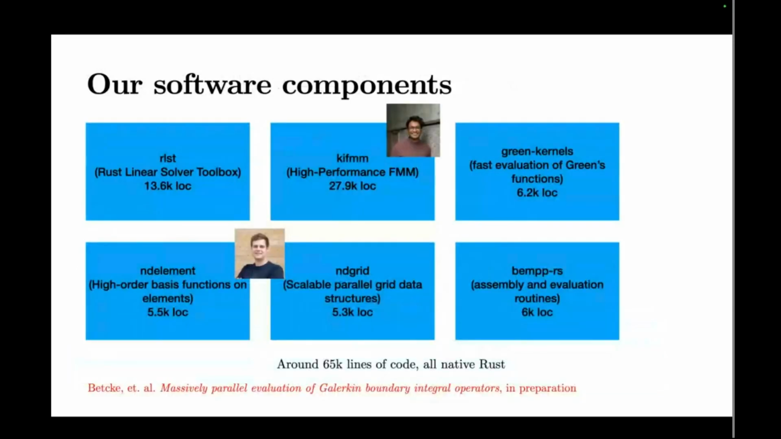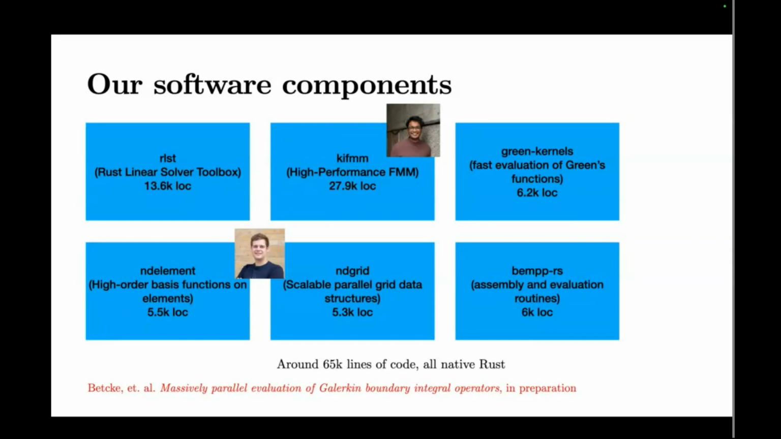Okay, so our software components that we've been using for this and the different library components. First of all, RST is the Rust Linear Solver Toolbox. That's a linear algebra library that we're developing ourselves. So I'm going to come to the topic of linear algebra in more detail. Then we have our high performance fast multipole library, which was Sri's PhD thesis. That's a very significant chunk.